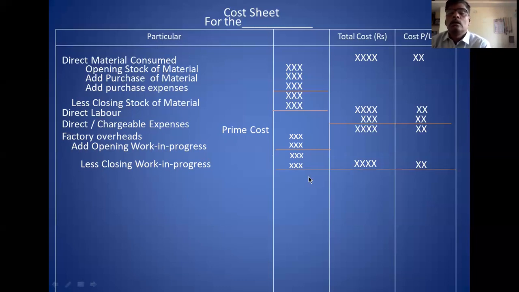Then take the total. The total is called factory cost. This is called factory cost, or it is called work cost, or it is called production cost. 3 names we use to represent. This factory cost is the aggregate of prime cost and factory overhead. Aggregate of factory overhead and prime cost. The next is office and administration overhead.